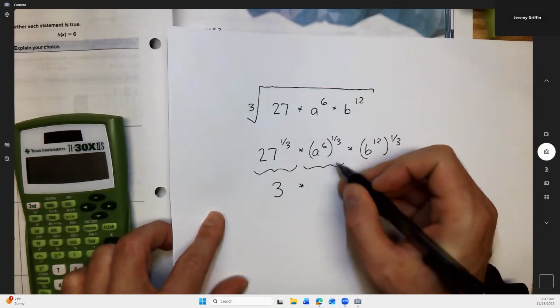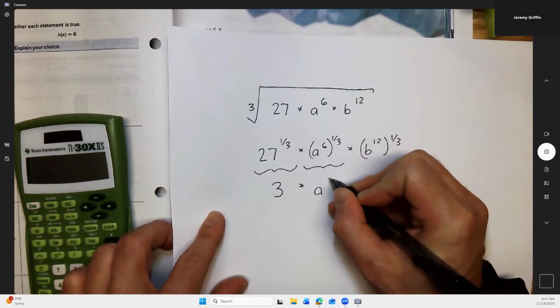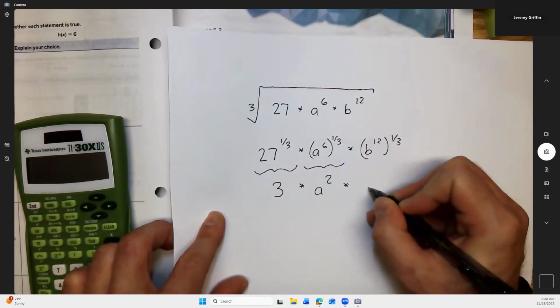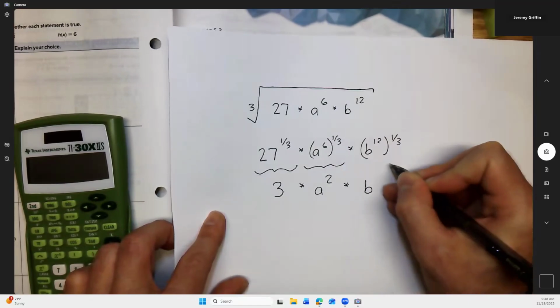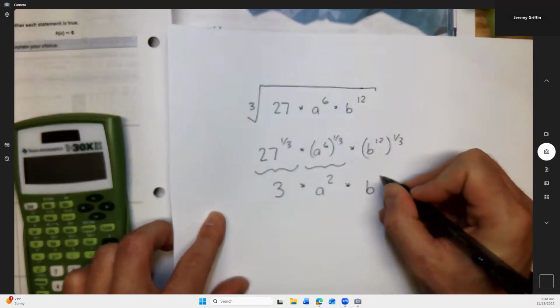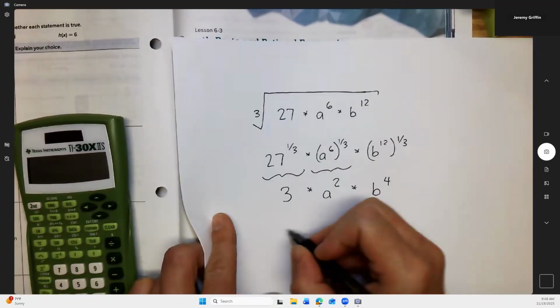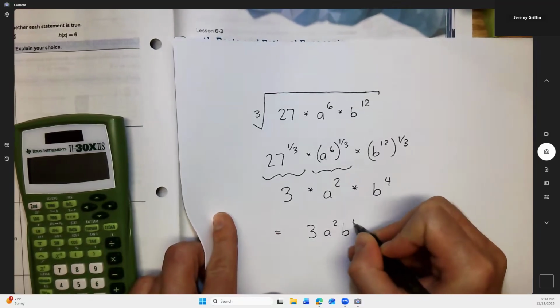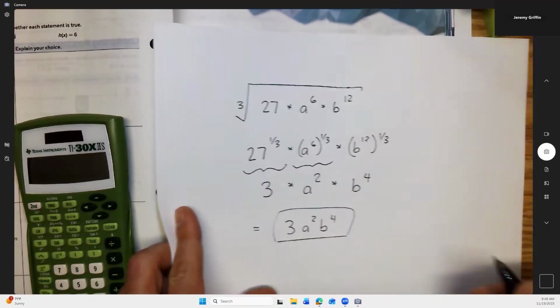And then what about this bit right here? A to the power of what? 2, because 6 over 3 is 2. And then what about this? B to the power of what? 4. So that's the answer. You can just type it this way: 3a squared b to the 4. That could be the answer.